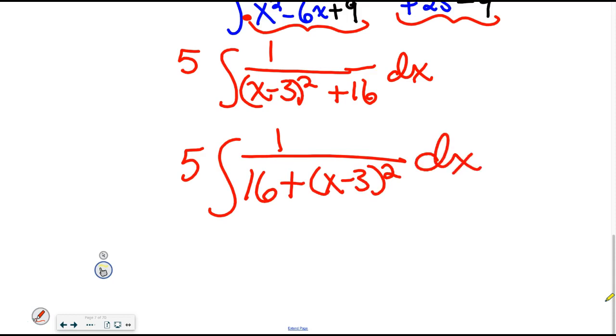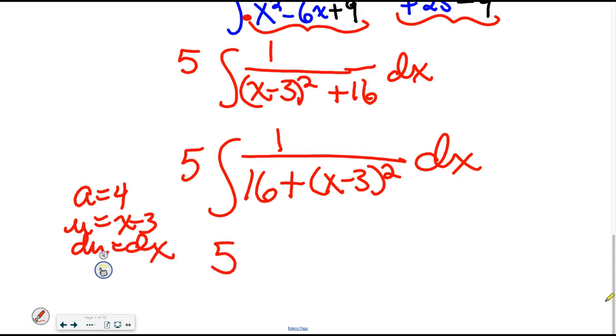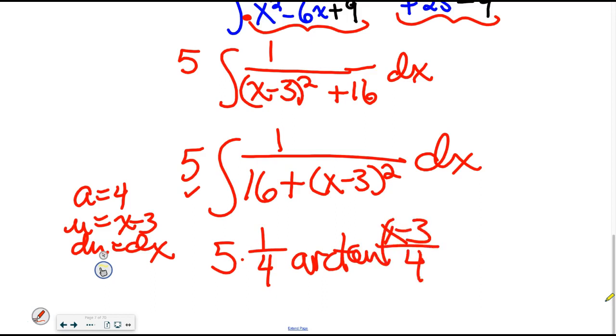I'm just going to let that settle. So in this scenario, my a is 4. My u is x minus 3. My du is dx. So no fraction correction out front, just the 5 from the 5 in the problem. But then remember, it's 1 over a, arctan of u over a, plus c. 5/4 arctan of (x minus 3)/4 plus c. We're done.